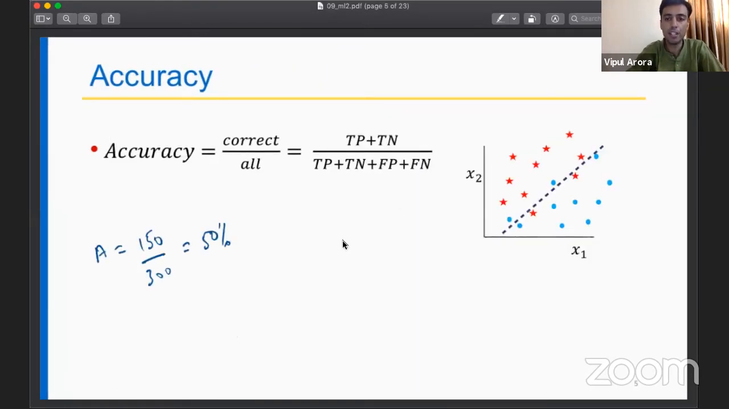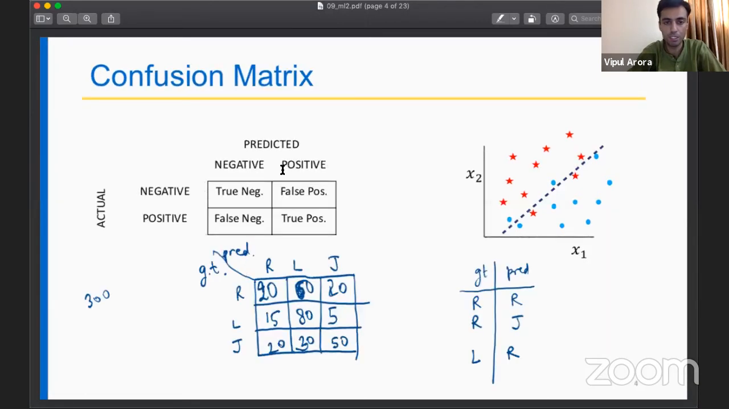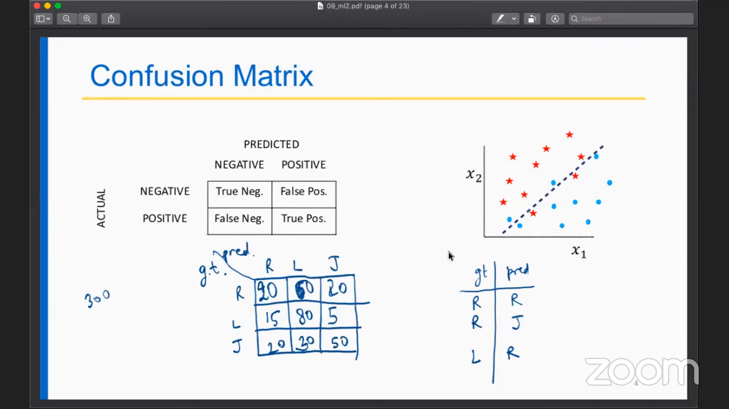Okay, so if you look at the matrix representation, what will be the accuracy? Let's say if I give you this, what is the accuracy? So this is the correct, this is the correct. So this plus this divided by the sum of all the entries. So this entry plus this entry, these are the correct ones, right? The diagonal elements are the correct ones. So divided by everything. It will be 80%.